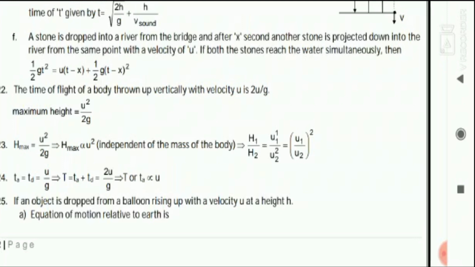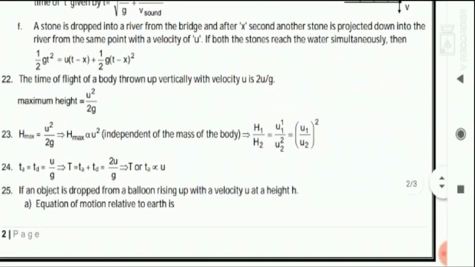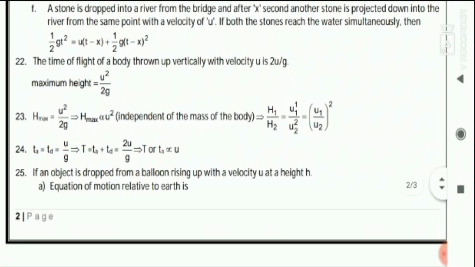Both travel the same distance. The formula you know well, s is equal to ut plus half at square. The first one is a freely falling body, that's why we have taken only half g t square. But the second stone is thrown, or projected, with a velocity u, that's why we used the ut plus half at square formula. As both travel the same distance, both are equated.